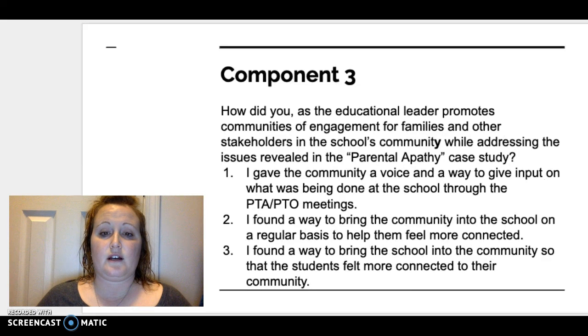How did I promote communities of engagement for families and other stakeholders? I gave them a voice and a way to give input by starting a PTA or PTO. I found a way to bring the community into the school on a regular basis to help them feel more connected. And then I found a way to bring the school into the community so that the students felt more connected to their community.